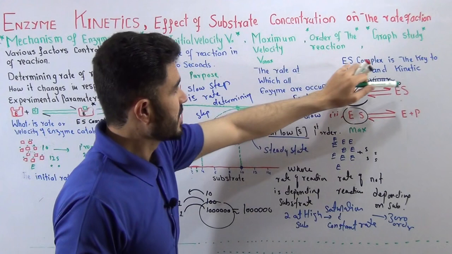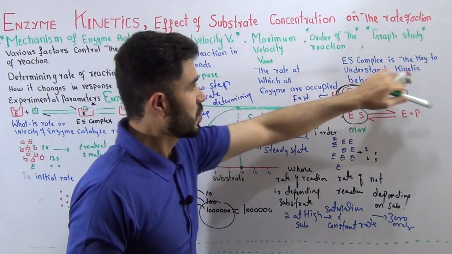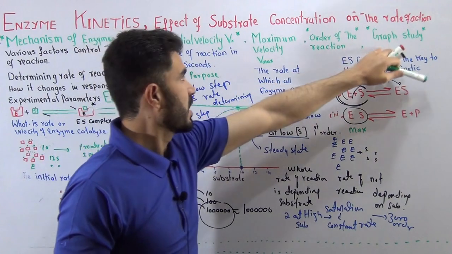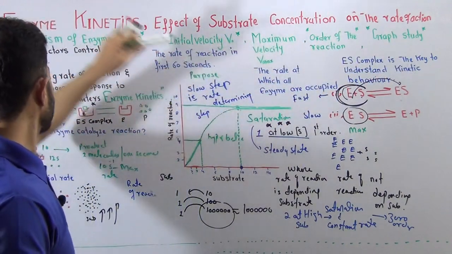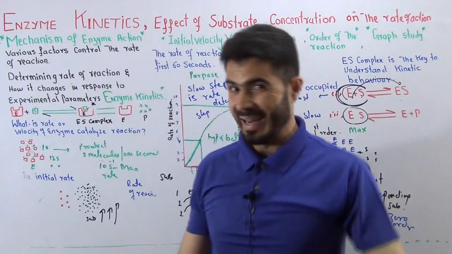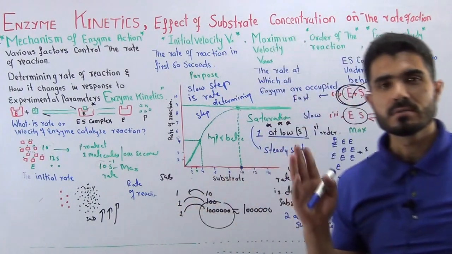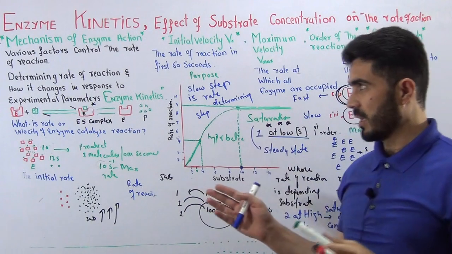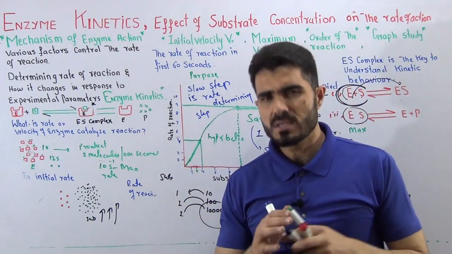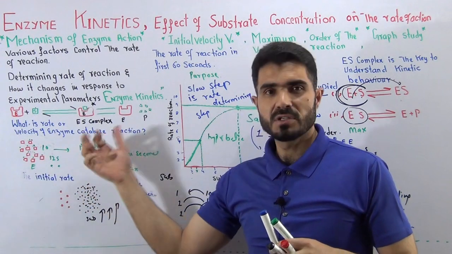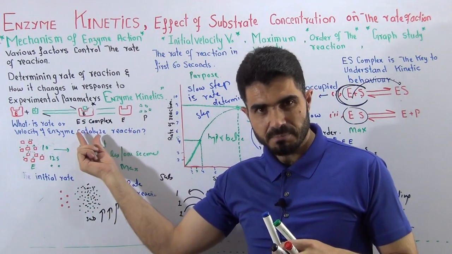And that was, enzyme substrate complex is the key to understand the kinetic behavior. Order of reaction discussed, graph discussed, maximum velocity, initial velocity, each and everything was discussed in this lengthy video lecture. I would like to give you a small summary about this video lecture. In this video lecture, we started with the rate of enzyme reaction. What is the rate of enzyme reaction?